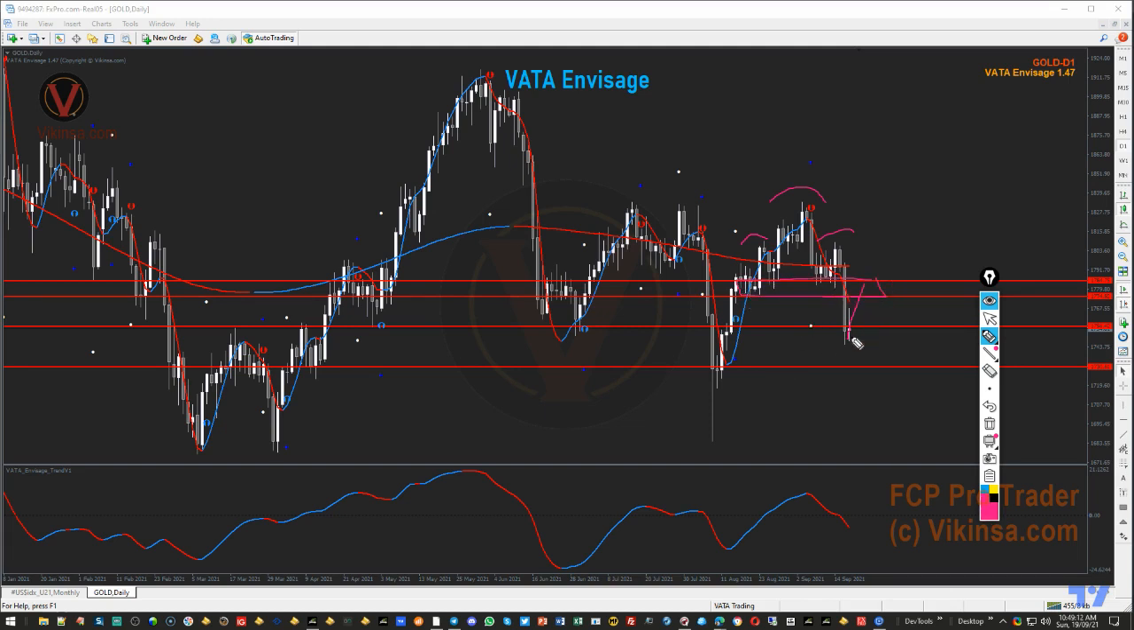Okay, so if the market gives me an opportunity to go long, I will take that, but my bias is bearish, and that is why I will not look for huge profit targets all the way to this level. I will go in steps.